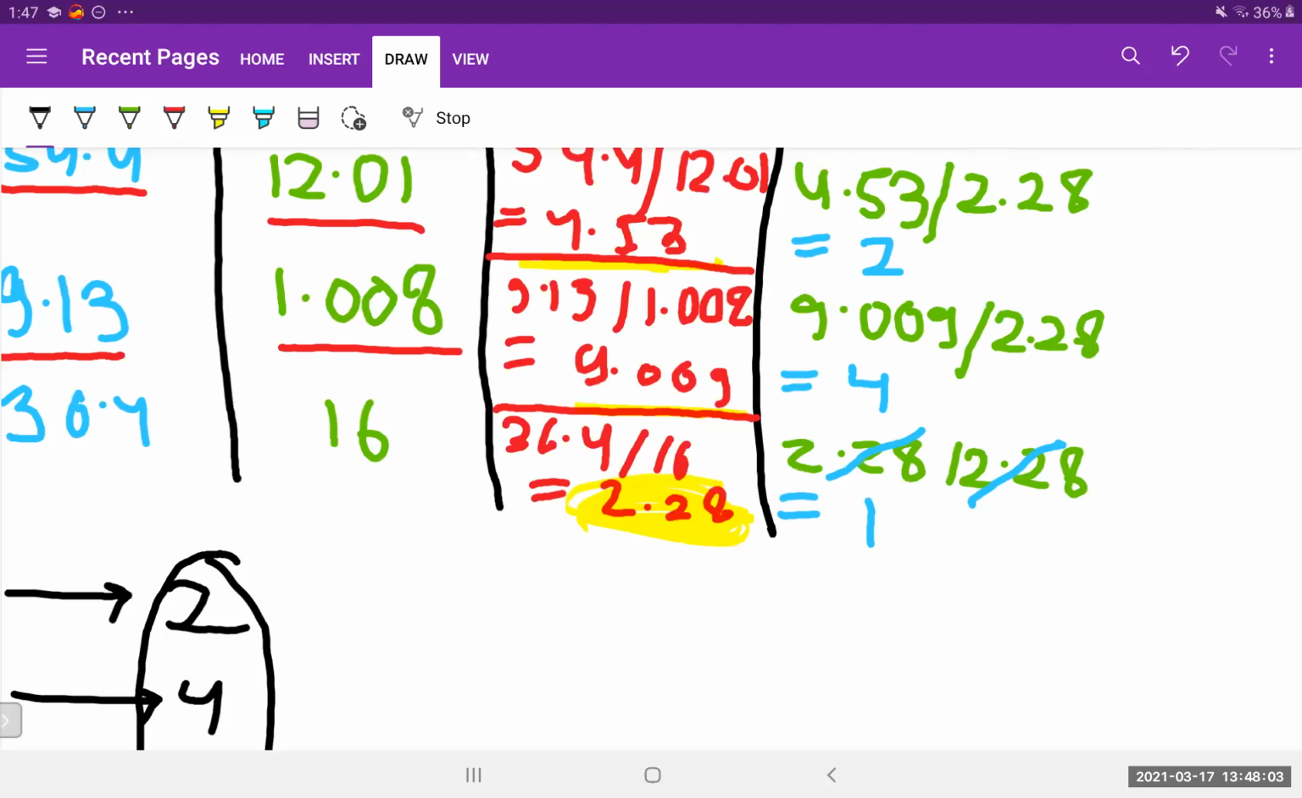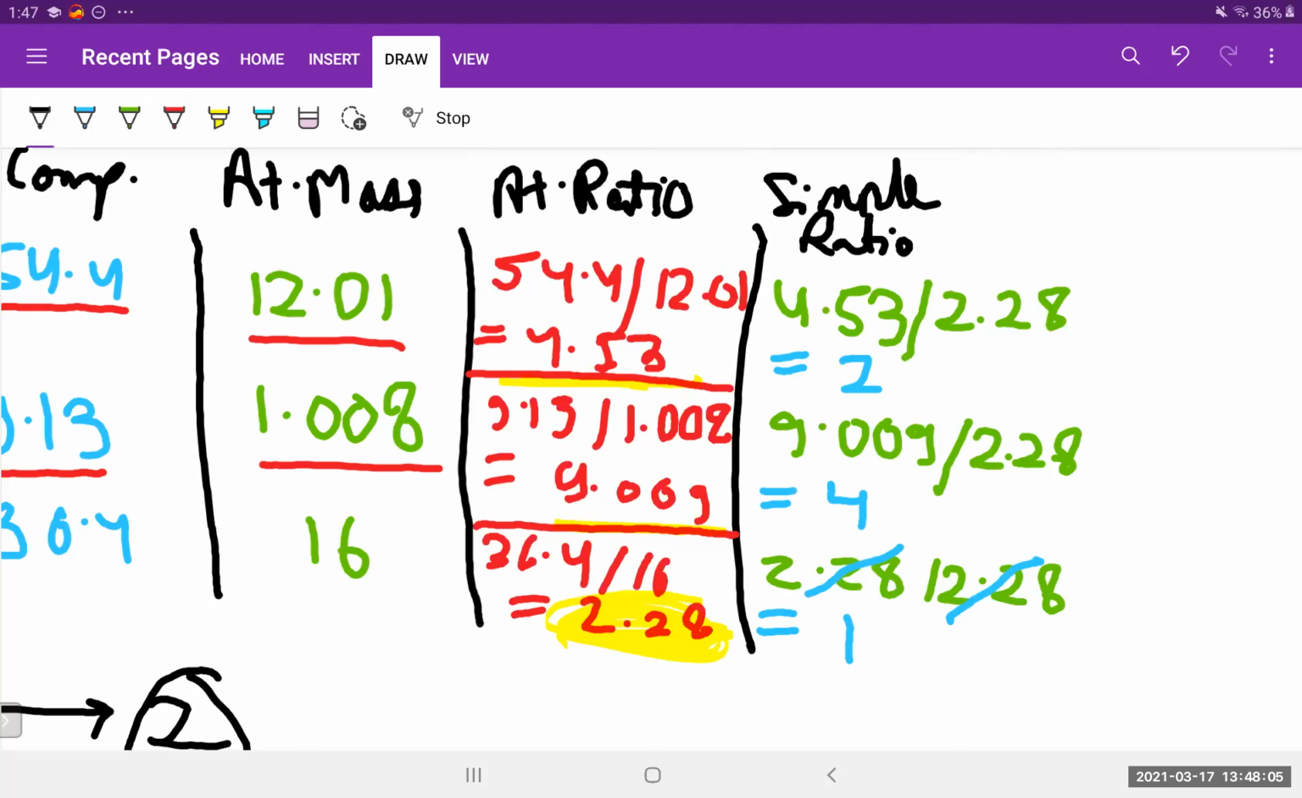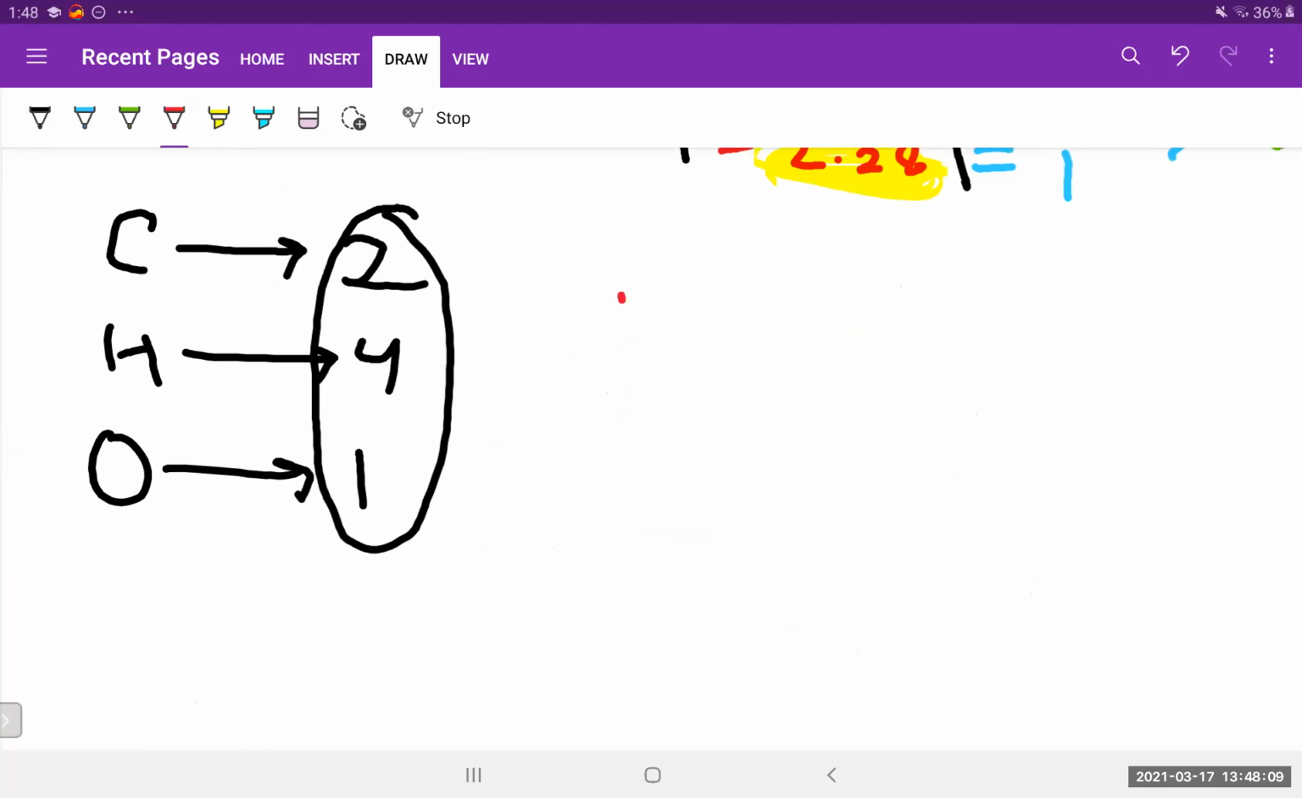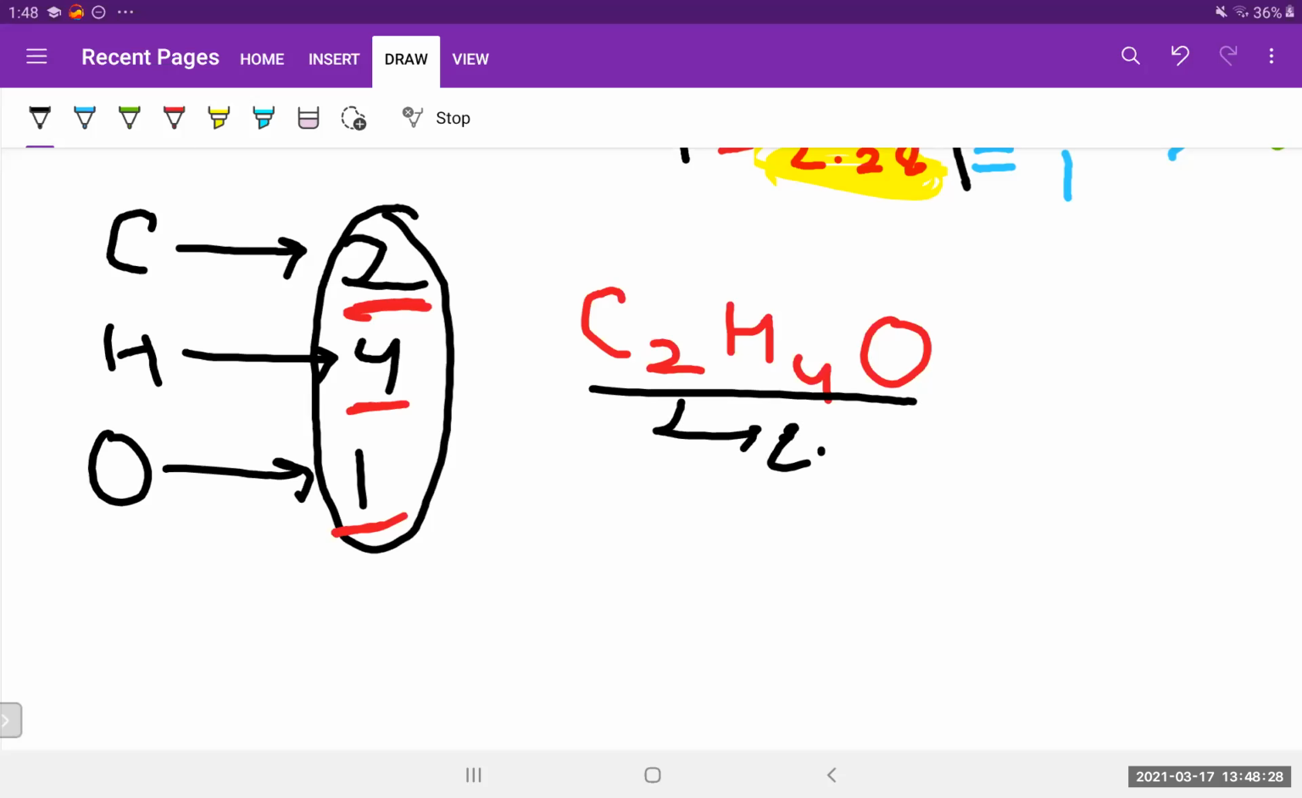Now we move on to the empirical formula. So what will be the empirical formula? How much C is there? 2, so C2. How many H are there? 4, so H4. And how many oxygen? 1, so 1 oxygen. Is it clear? This is the empirical formula. We have completed one task.